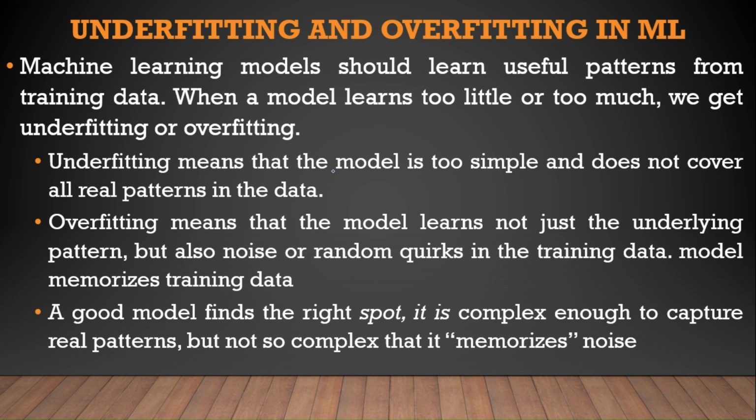Underfitting means that the model is too simple and does not cover all the real patterns in the data. Overfitting means that the model learns not just the underlying patterns but also noise or random fluctuations in the training data. The model memorizes the training data. A good model finds the right spot. It is complex enough to capture the real patterns, but not so complex that it memorizes noise.